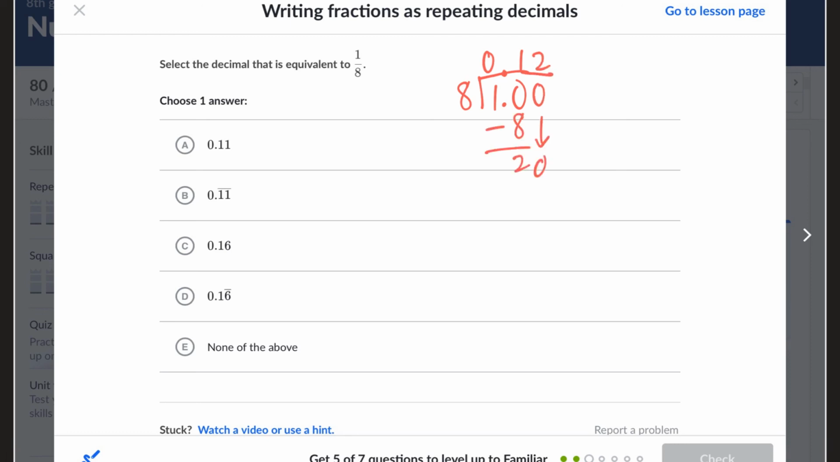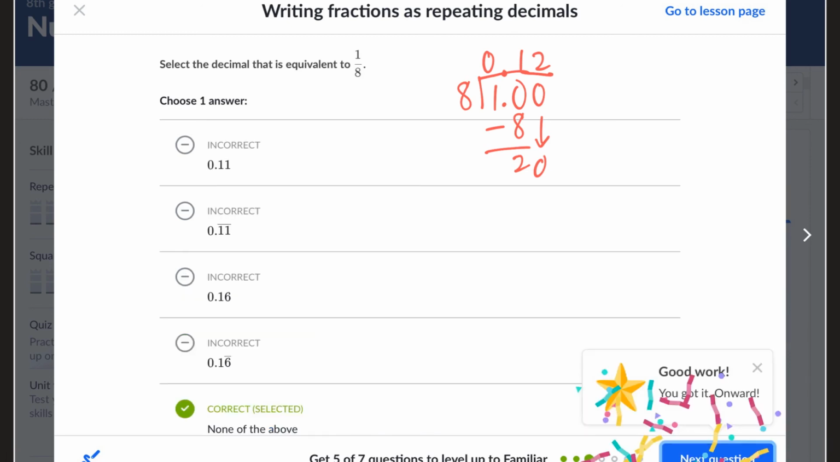And so once again, I'm looking at this and I see 0.12, and this is 11, 11, 16, 16. It's going to have to be none of them. Sometimes you could just stop early and know that, hey, that's the answer for that.